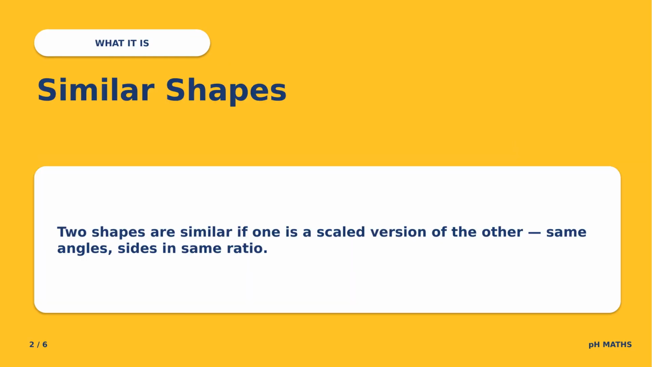Definition: two shapes are similar if one is a scaled version of the other. Same angles, sides in the same ratio. If you scale all the lengths of a triangle by a factor of 2, you get a similar triangle. The shape stays the same. The size doesn't.